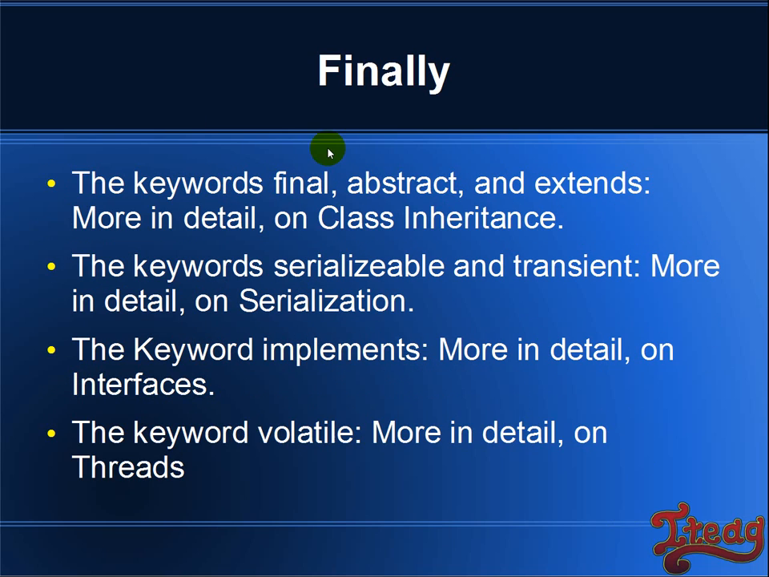Finally, keywords final, abstract, and extends. More in detail in class inheritance. Okay, and keywords serializable, transient. More in detail on serialization, or letting programs talk to each other. And keyword implements. More in detail on interfaces. And of course, interfaces have to do with methods and lining those out. Keyword volatile. More in detail on threads.